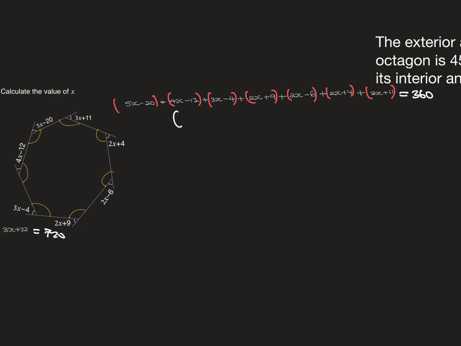The reason for this is the sum of exterior angles of a polygon. Okay? So if we move ahead to add the like terms, that will be 5x plus 4x plus 3x plus 2x plus 2x plus 2x plus 3x. That will give 21x. Okay?